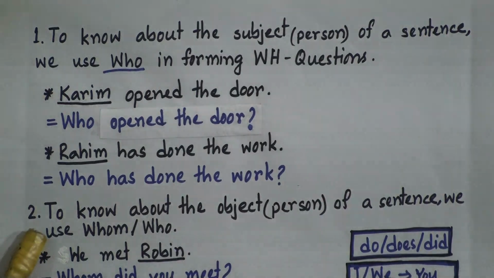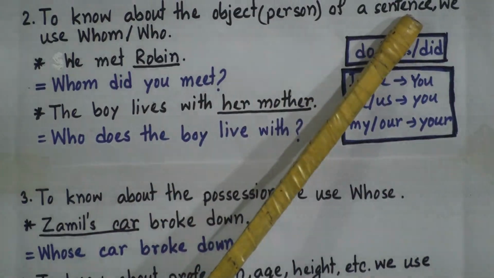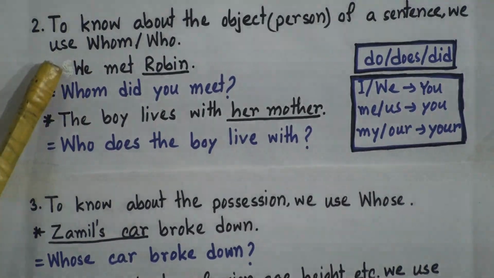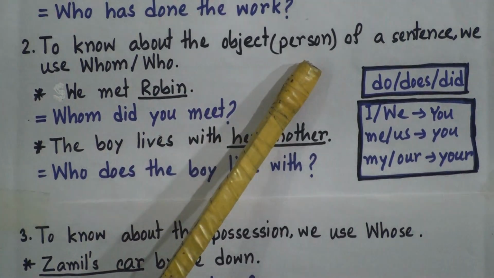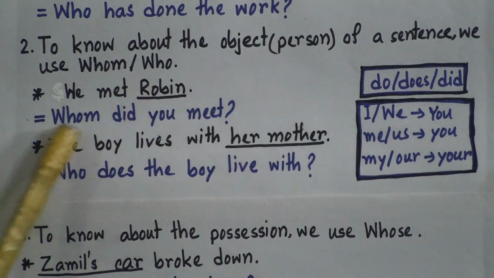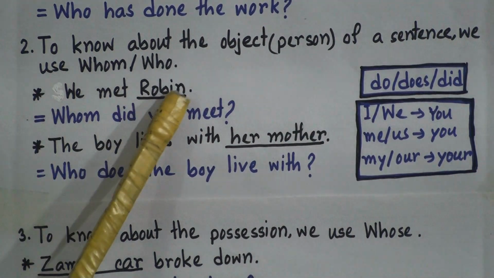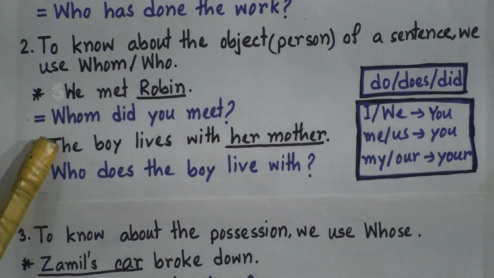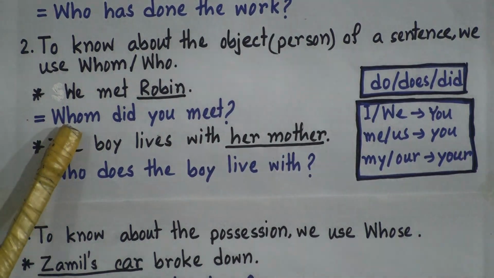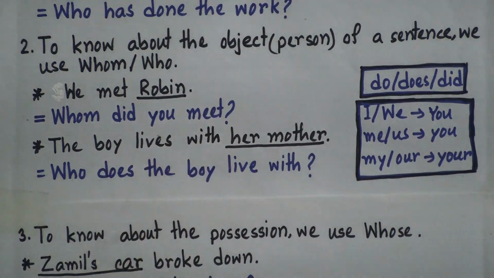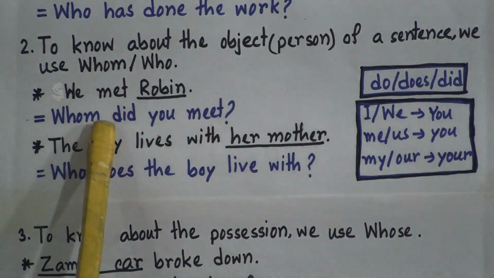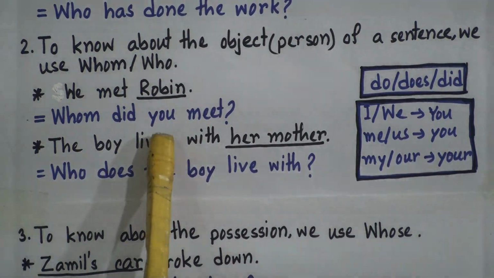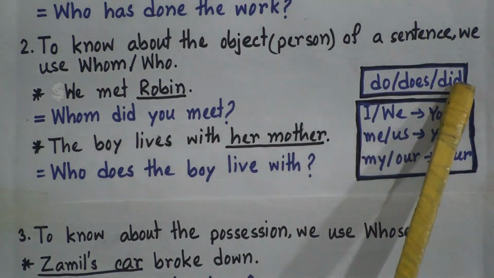Now look, to know about the object of a sentence, we use whom or who. So if you want to know about the object of a sentence and if the object is the person, we will use who or whom. Now look at this example. We met Robin. Now we will start our question with whom. Whom, and now look, did you meet? Now look, according to the tense, if there's no auxiliary verb, we will use do, does or did. Do, does or did according to the tense.